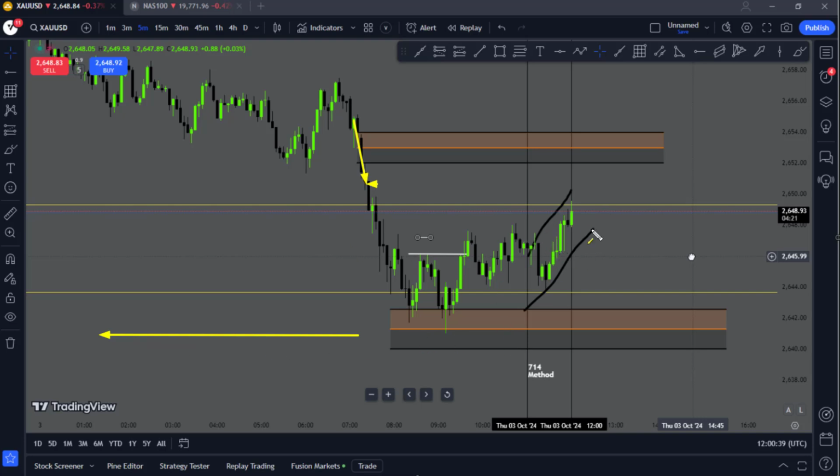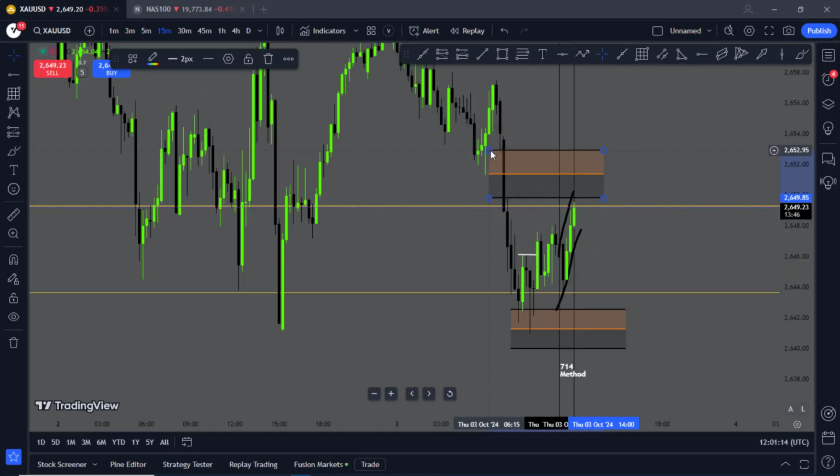If we are in a downtrend during this 714 method, I would have entered into a buy around this level, moving all the way up. But if we're in an uptrend during the 714 method, just like this, I'll enter into a sell from here, coming all the way down to this level. So it's very simple. That's just what you should have done, or that's just what I did. It was just a very simple trade. So let's look at the trade and see what happened.